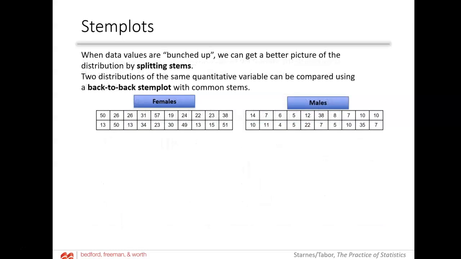And then the other issue is because we're going to do some comparison, we're going to do a back-to-back stem plot. Fun! All right, so this is what it looks like when they split the stems. They literally just write two of everything. So notice in the male's data, there were some singleton digits, so they got to add the 0, 0.